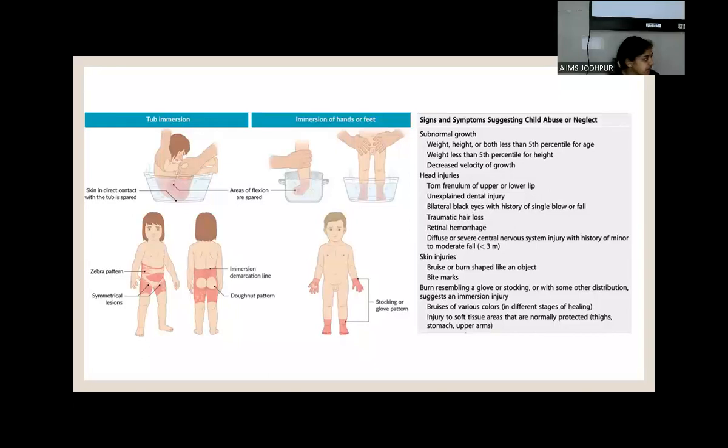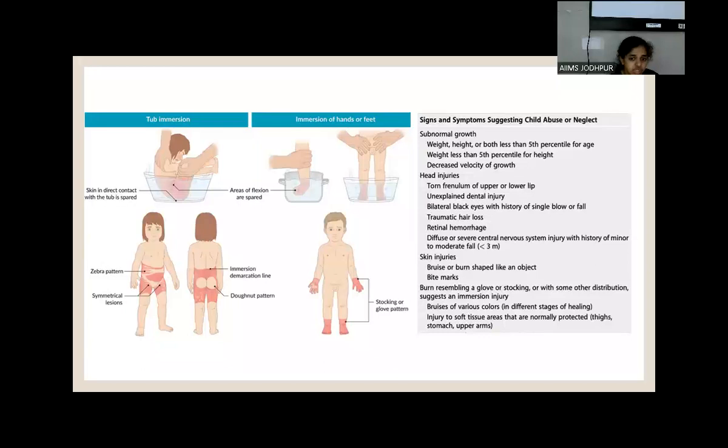The child will have bilateral bruising around the eyes, but there will be a history of a single fall or a single blow. There may be abnormally noticed hair loss, retinal hemorrhages, or diffuse nervous system injury, but again with a history of a very minor fall.